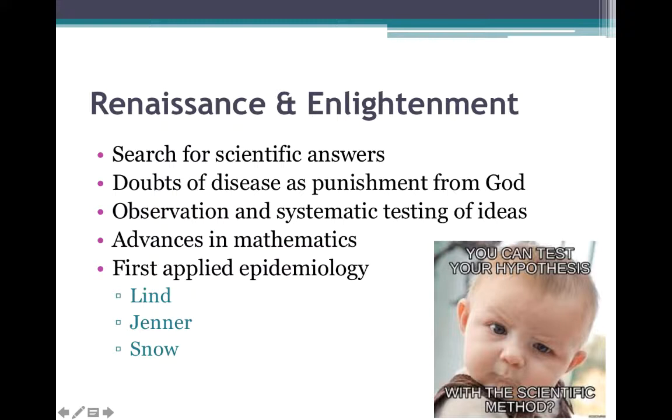And we saw the first epidemiological investigations. Some famous figures associated with the beginnings of epidemiology: Lind, Jenner, and Snow. And you'll be able to read more about them at the conclusion of today's lecture.